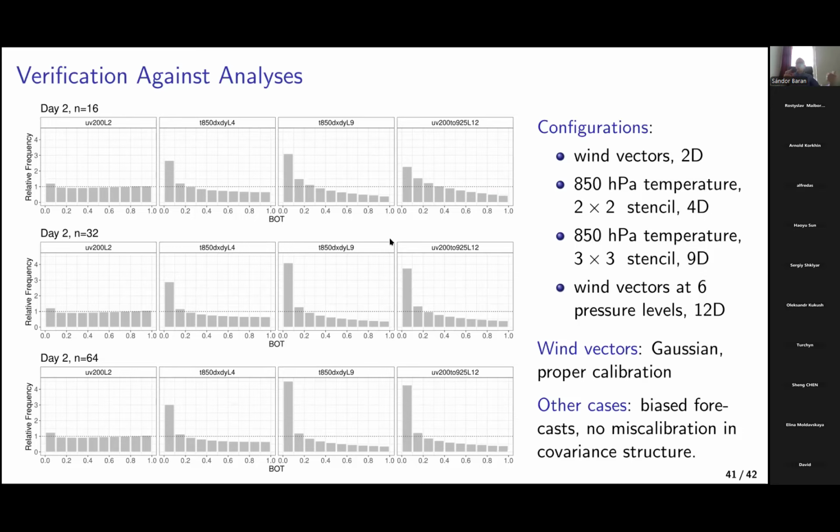And we checked the data, and the forecasts were biased, but they nicely capture the correlation structure of the observation. So indeed, these forms indicate a biased forecast, but no miscalibration in the covariance structure.